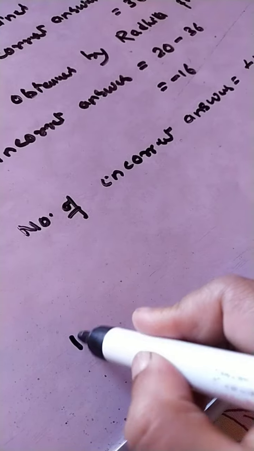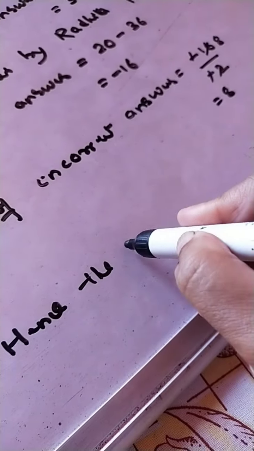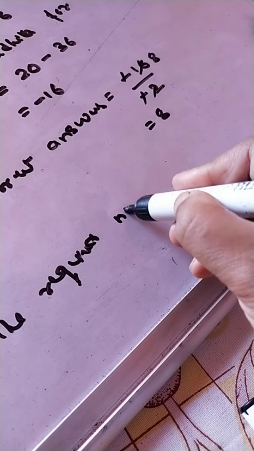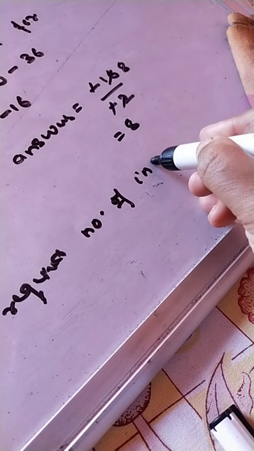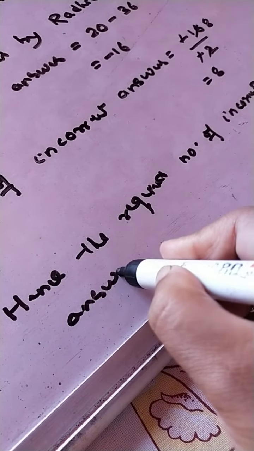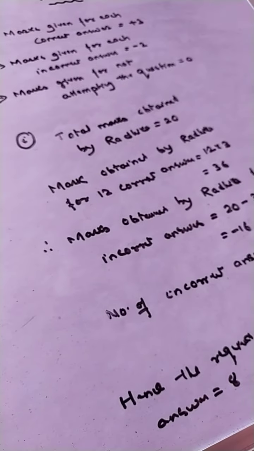So we'll conclude the solution as: hence the required number of incorrect answers is equal to 8. So this is the solution of the first part of the question.